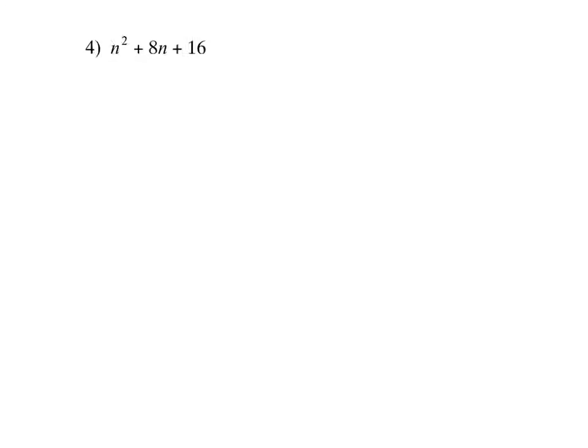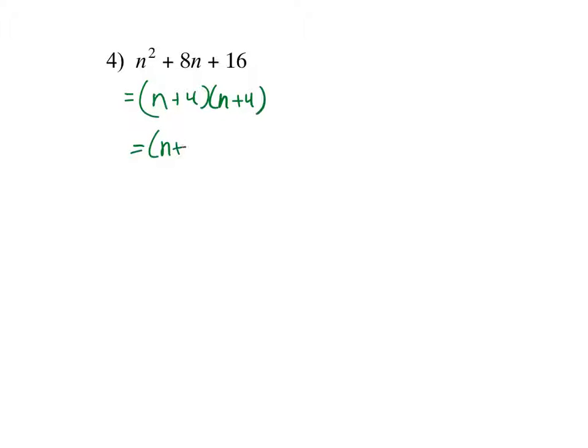Next one. So n squared plus 8n plus 16, when the a is 1, it's easy to identify a perfect square trinomial because of the square root. This one has a perfect square root constant term, and this term is double that square root, right? So I can find two numbers that multiply to give 16 and add to give 8, which are 4 and 4, or n plus 4, right? And I can simplify that as n plus 4 squared. Again, this one has a perfect square root, and this term is double that square root.